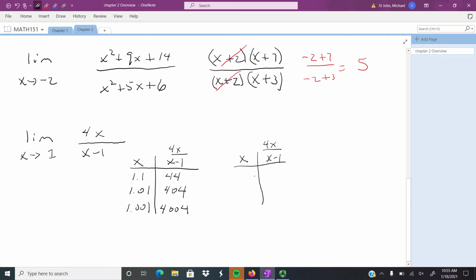So now we're going to do 0.9, 0.99, 0.999, and see what kind of numbers we're going to get here. So this comes out to be negative 36.